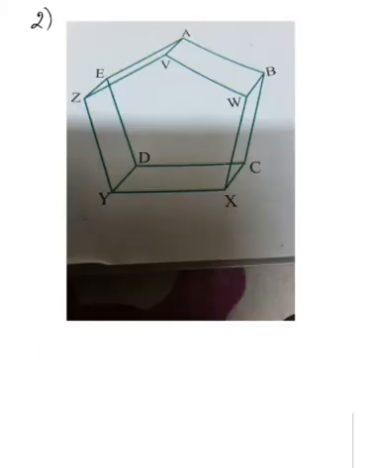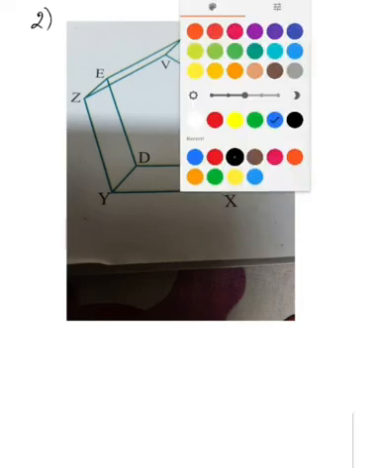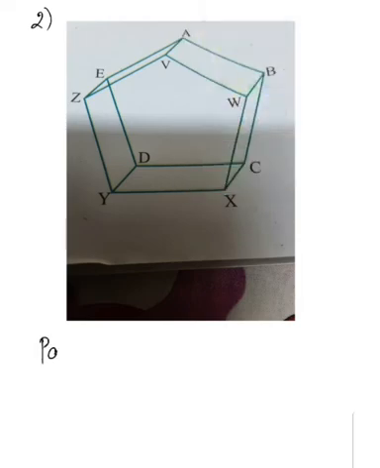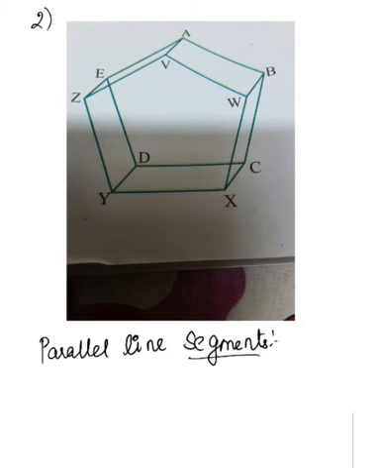See, the next question is, find the parallel and intersecting line segments in the picture given below. See this picture, we have to find the parallel and intersecting lines. So what are the parallel lines and what are the intersecting lines here? First we take the parallel line segments. What are the parallel line segments here?